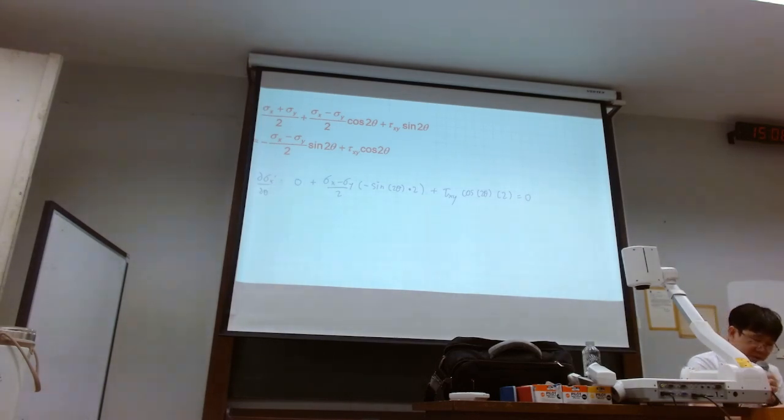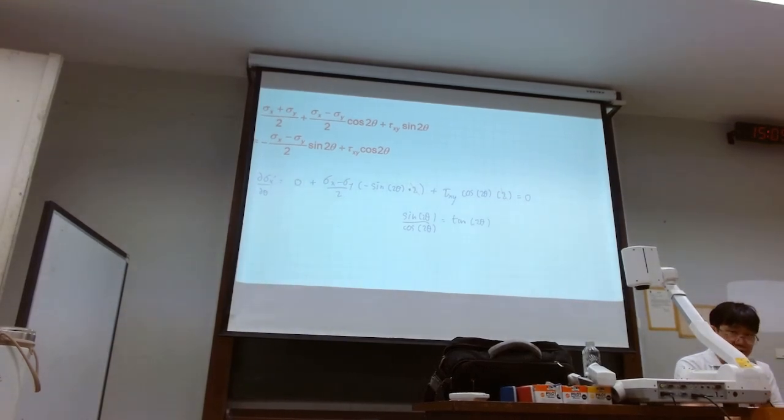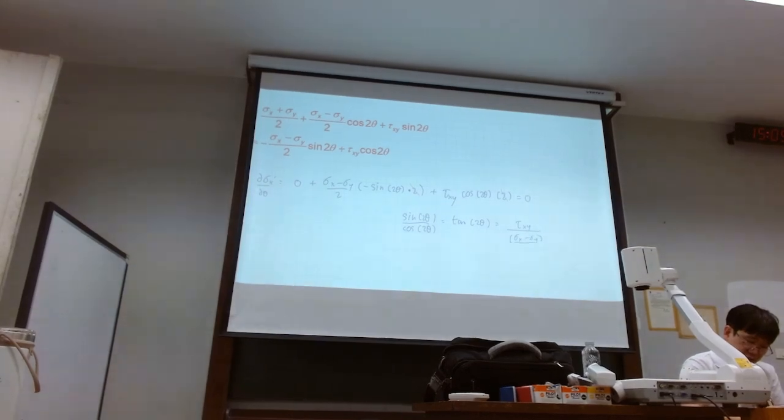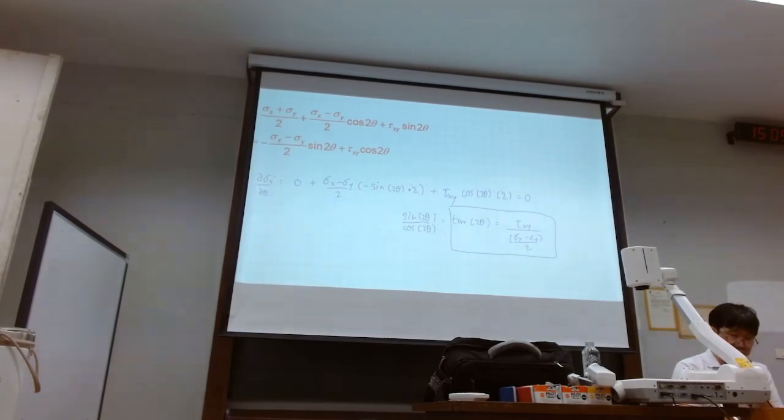So all of this means that if you have sine, we cancel the 2. If we have sine of the 2 theta over cosine of the 2 theta, that would be the tangent of the 2 theta itself. That would be equal to tau xy over sigma x minus sigma y over 2.